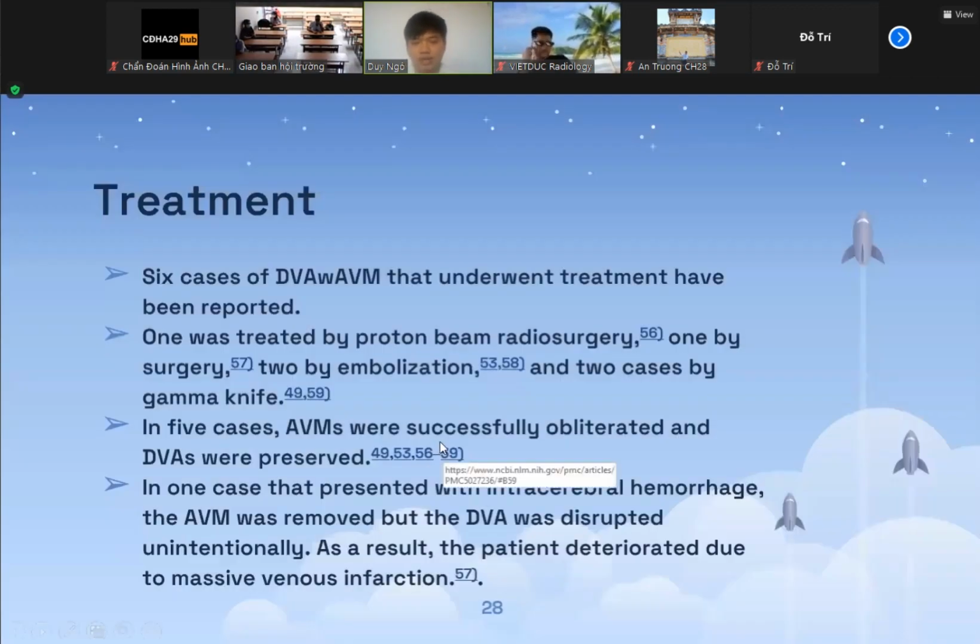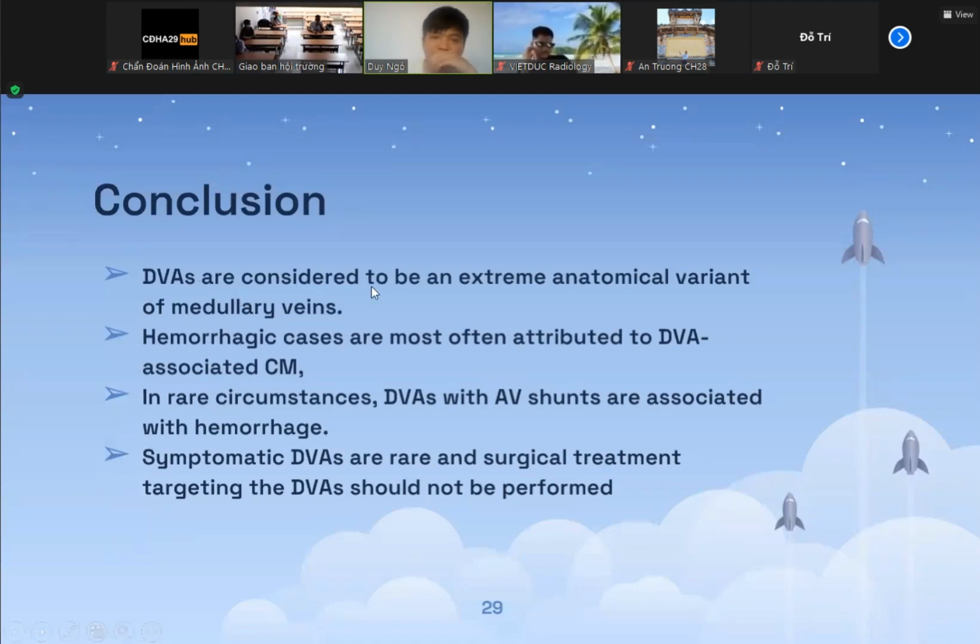Okay, in conclusion, the DVA is considered to be an extreme anatomical variation of medullary veins. The hemorrhagic cases are most often attributed to DVA associated with cavernous malformation. In rare circumstances, DVA with arteriovenous shunts is associated with hemorrhage. Symptomatic DVAs are rare, and surgical treatment targeting the DVA should not be performed. Okay, that is the end of my presentation. Do you have any questions for me?